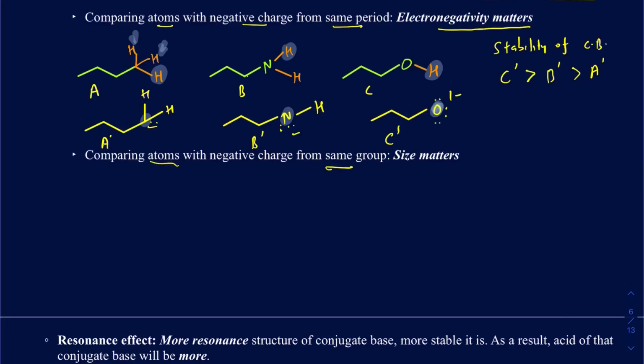As a result, for acidic strength, whichever is the most stable conjugate base, the acid of that conjugate base is going to be the most acidic. So C is going to be the most acidic, followed by B, and B is more acidic than A. That's how you determine the order of acidity when you are in the same period.